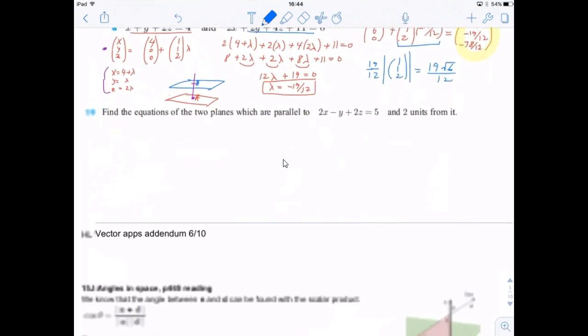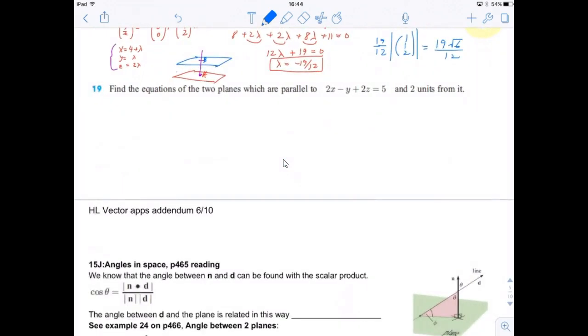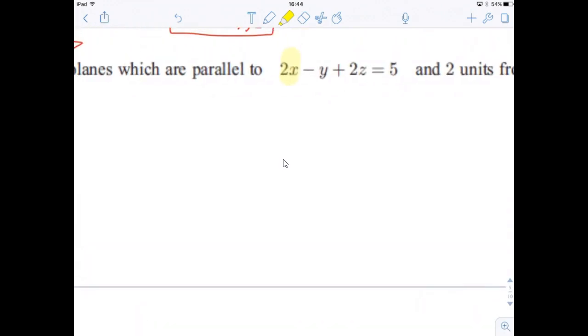Okay, last problem, number 19. Find the equations of the two planes which are parallel to 2x blah blah blah and 2 units from it. Okay. So again, we're going to look at the normal vector, which would be 2, negative 1, 2.